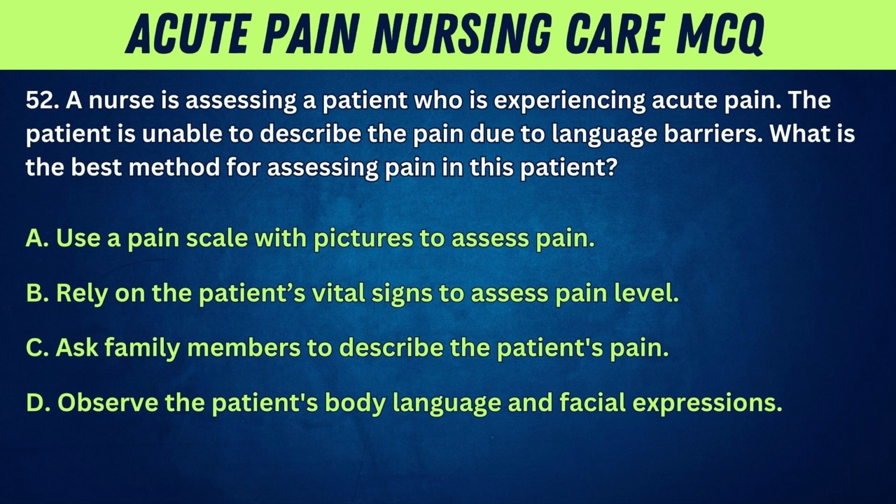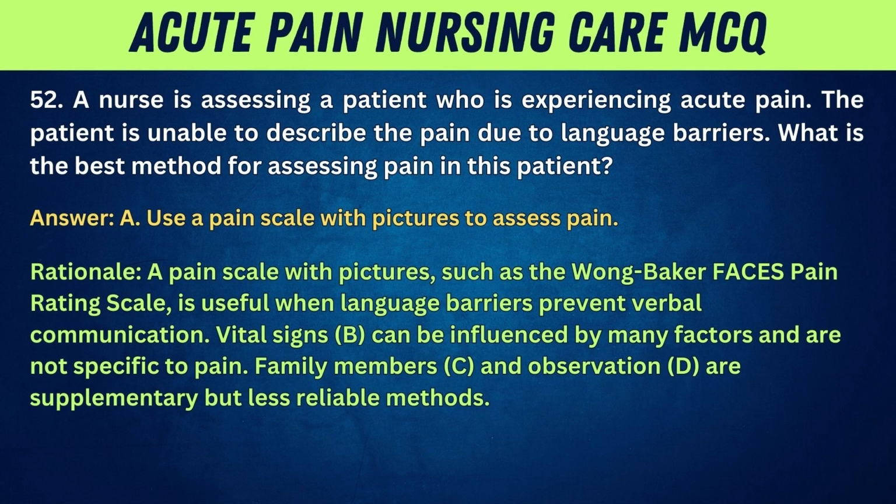52. A nurse is assessing a patient who is experiencing acute pain. The patient is unable to describe the pain due to language barriers. What is the best method for assessing pain in this patient? A. Use a pain scale with pictures to assess pain. B. Rely on the patient's vital signs to assess pain level. C. Ask family members to describe the patient's pain. D. Observe the patient's body language and facial expressions.